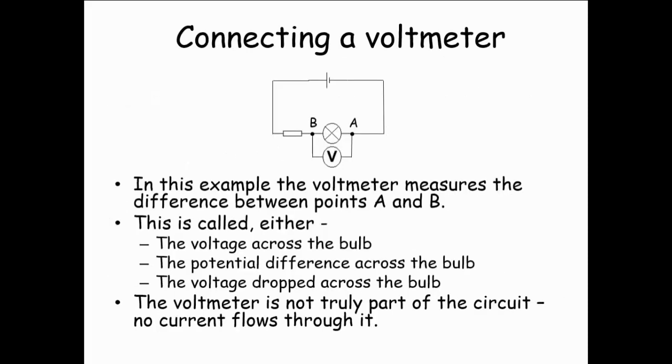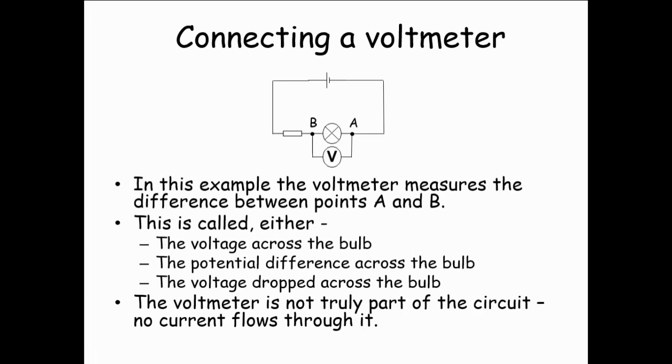So let's look at how you connect up a voltmeter. The voltmeter is connected in parallel. What that means is you've got one connection before the component and another connection after. So here you can see there's point A and point B, and it's measuring the difference in the energy, if you like, between the 2 points. Sometimes we refer to it as the voltage across the bulb, sometimes the potential difference across the bulb, sometimes the voltage dropped across the bulb. It all means the same thing.